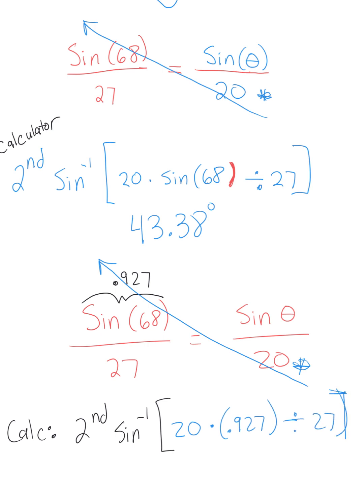That might be a little bit easier. Again, it's the same thing, because this value right here, the sine of 68, is equal to 0.927. So again, you hit second sine because you're looking for an angle, and then you cross multiply. The shortcut: this times this divided by this. All right, let me know if that helps.